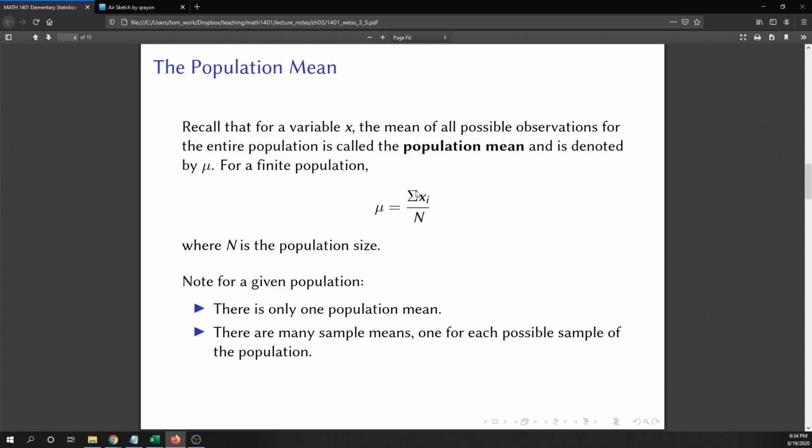And the formula for the population mean is exactly the same as it is for the sample mean. In other words, you do exactly the same things. What you would do is add up all of the observations, every single observation in the entire population, and then divide by the size of the population, assuming that it's a finite population, which it will be for the things that we talk about.